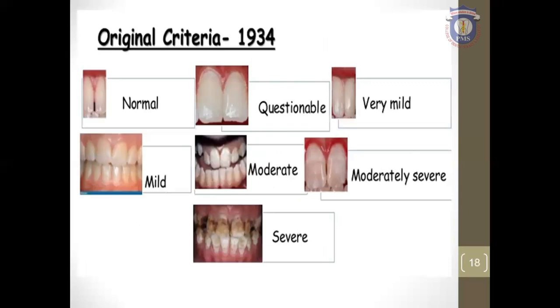So these were all the criteria put forth by Trendley Dean in 1934. Using 6 to 7 criteria, from a normal tooth to a severe form of dental fluorosis: normal, questionable, very mild, mild, moderate, moderately severe, and severe forms of dental fluorosis were included in his initial index.